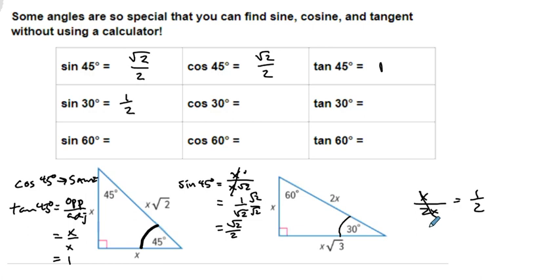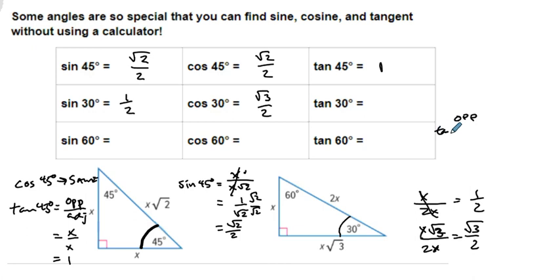Cosine is going to be x times the square root of 3 over 2x, because it's the adjacent over the hypotenuse. So your x's cancel, and you get the square root of 3 over 2, which is more than 1/2 but less than 1, because the square root of 4 would be 2 over 2, which is 1, so it's smaller. So it's square root of 3 over 2, and then your tangent is going to be your opposite.